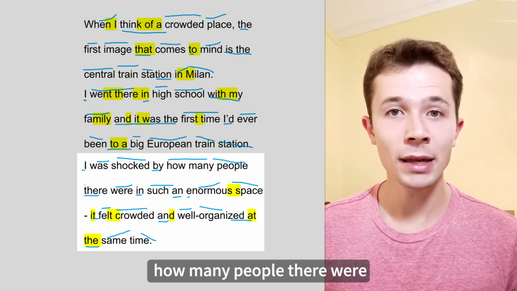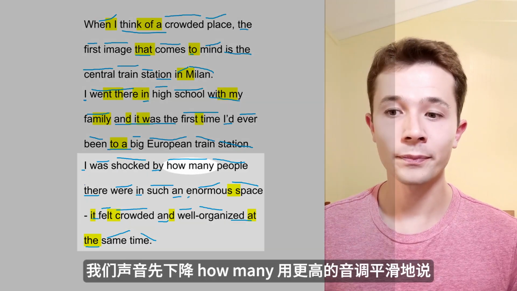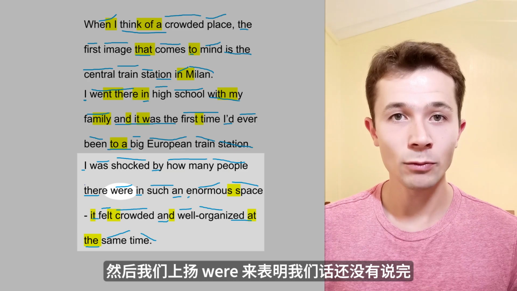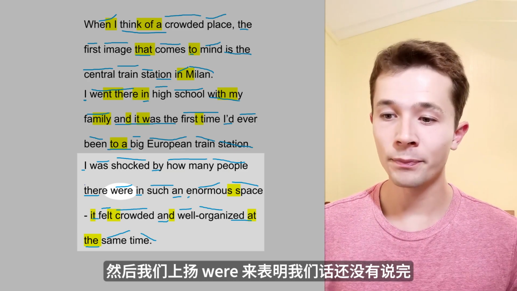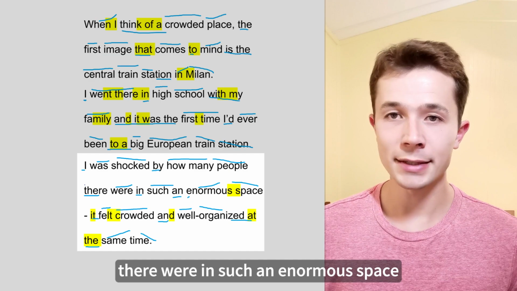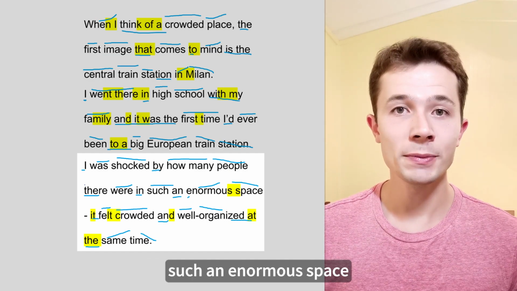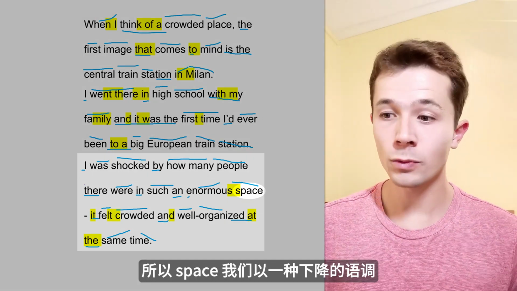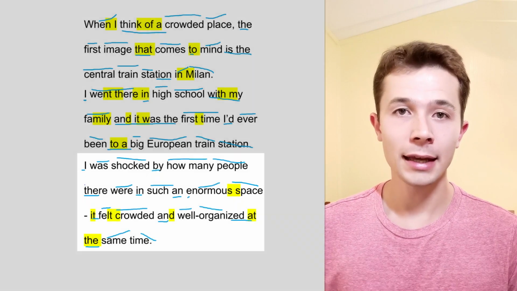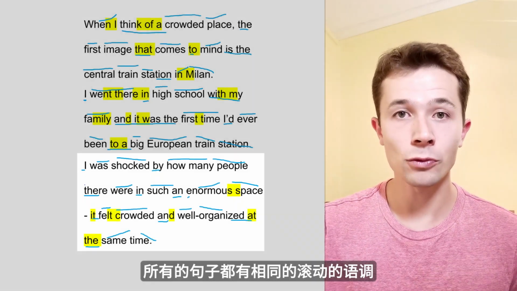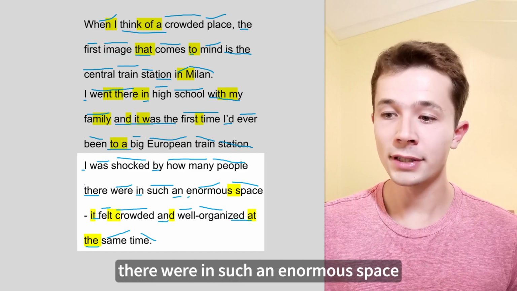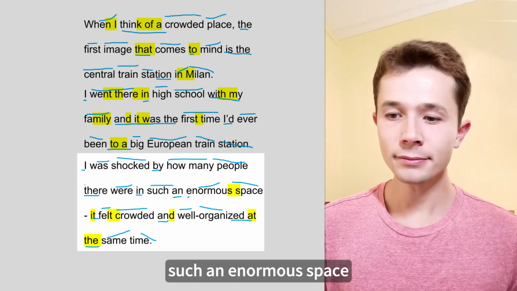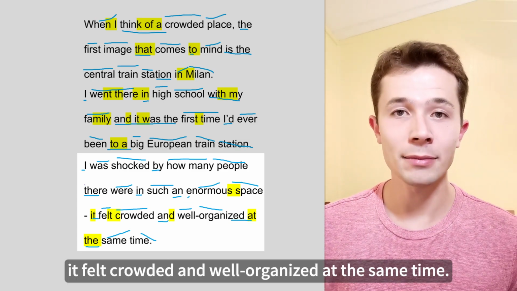So stay even on how many people there were. And then we kind of dip down. How many people there were. We're going up again with were to show we're not done talking yet. There were in such an enormous space. Such an enormous space. Now we're done talking, or we're done with that sentence at space. So we go down with kind of a falling tone, and so everything else kind of matches with the same rolling intonation. There were in such an enormous space. Such an enormous space. It felt crowded and well organized at the same time.